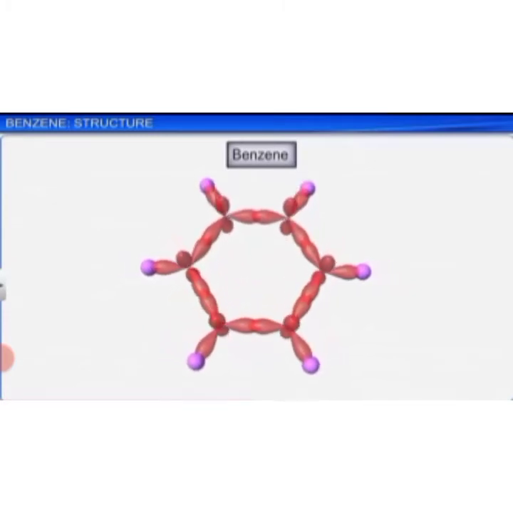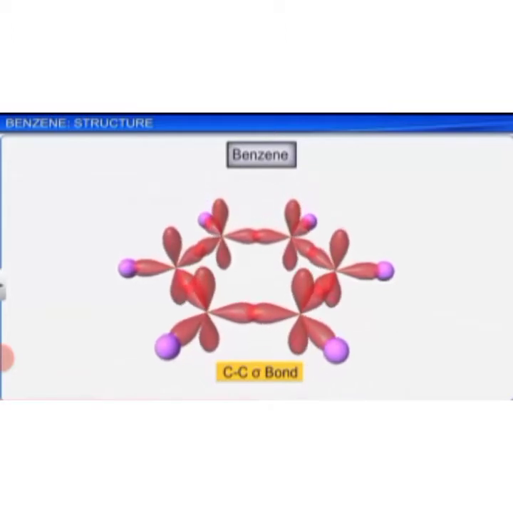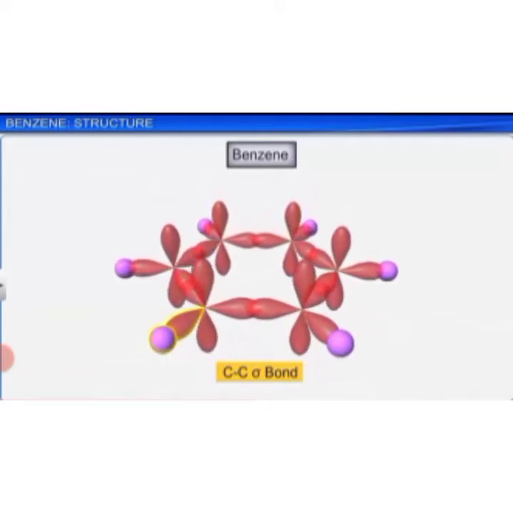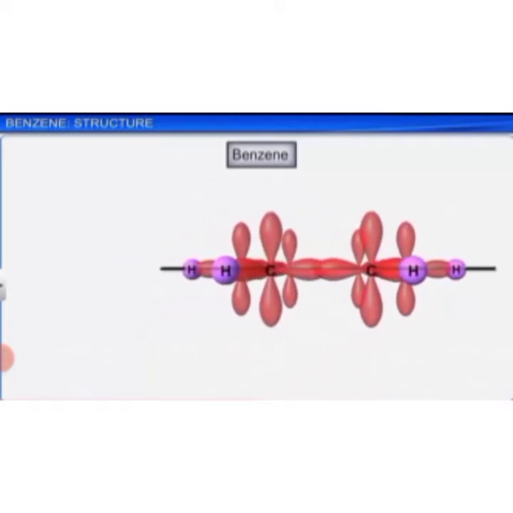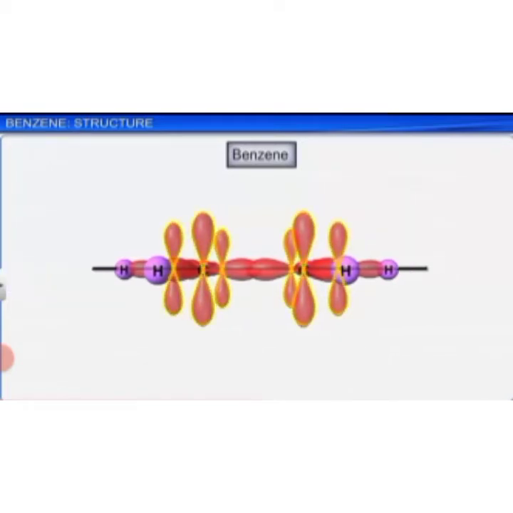The third sp2 hybridized orbital of each carbon atom overlaps with the 1s orbital of a hydrogen atom, resulting in 6 C-H sigma bonds. Thus, all the carbon and hydrogen atoms in benzene lie in the same plane with the bond angle of 120 degrees. Here, each carbon atom is left with one unhybridized 2p orbital at right angle to the hexagon of the carbon atoms in benzene. We know that the p orbital has 2 equal lobes, one lying above and the other below the plane of the ring.